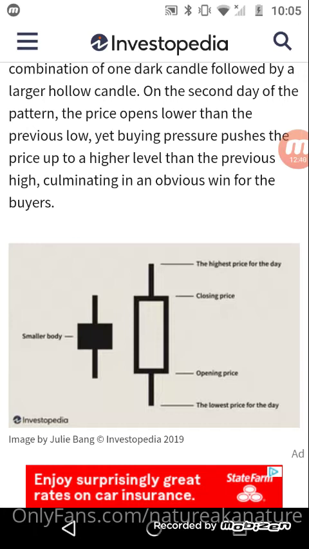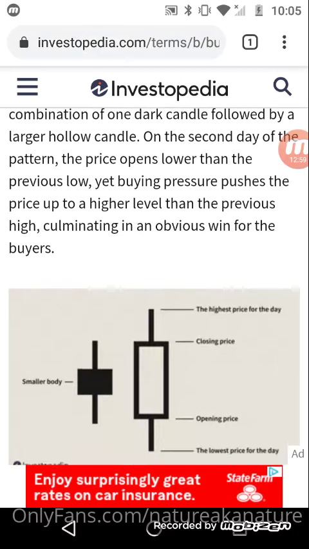And so it usually forms on the downtrend. You usually see this pattern on the downtrend, and when the second candlestick engulfs the first candlestick, that's how you know it's a dual candlestick pattern. It's a bullish engulfing pattern, and it's on the downtrend.